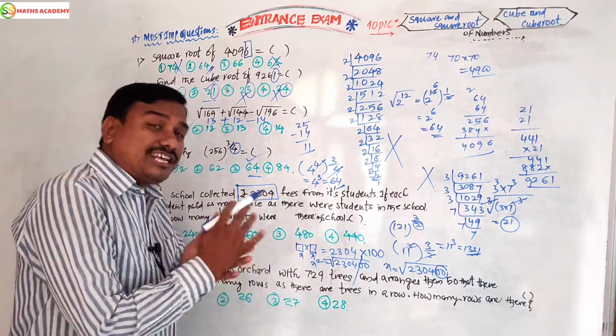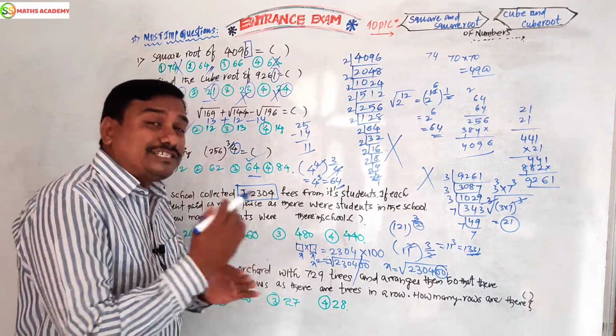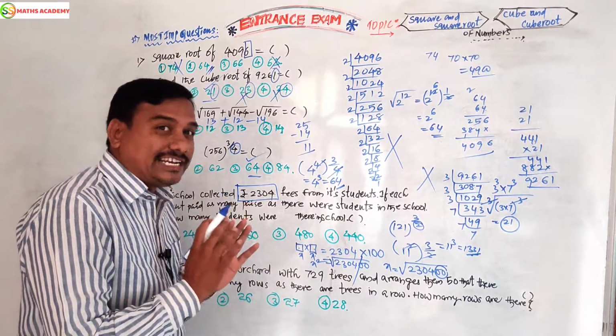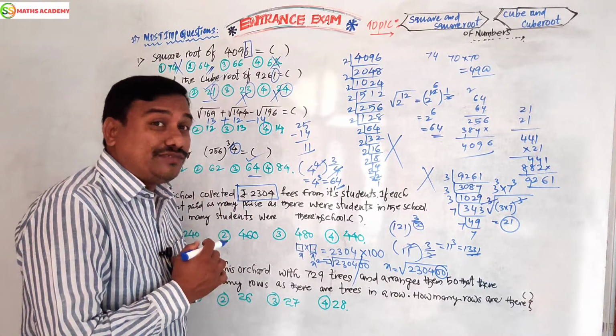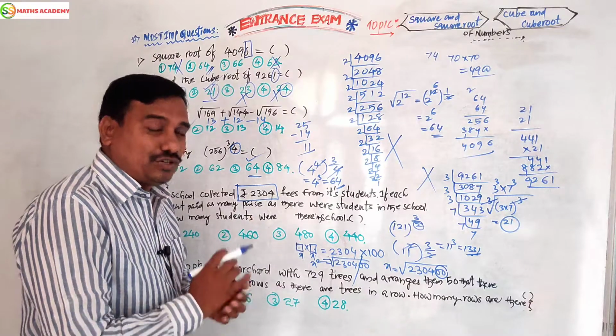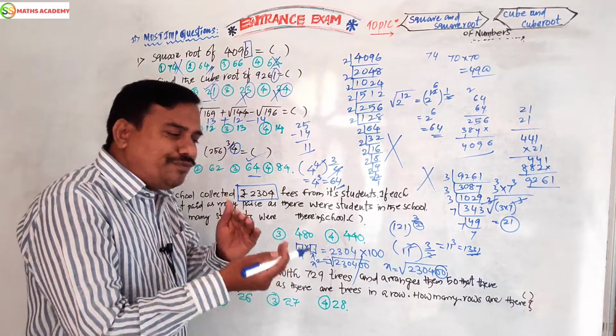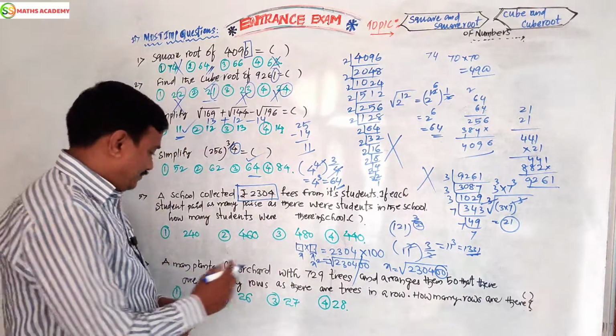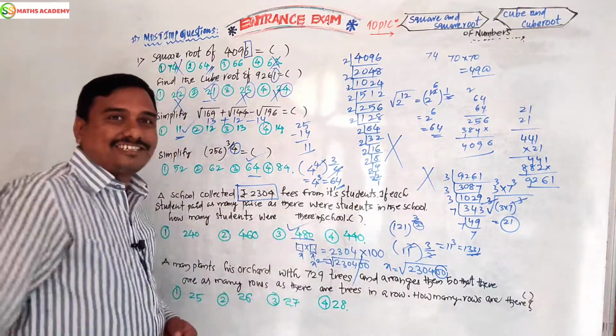What about 2304, is it a perfect square? Yes, it is very near to 2500. 2500 means 50 into 50, 25. The number before 50 is 49 and 48. Where is 48? Finish, answer. You check it.